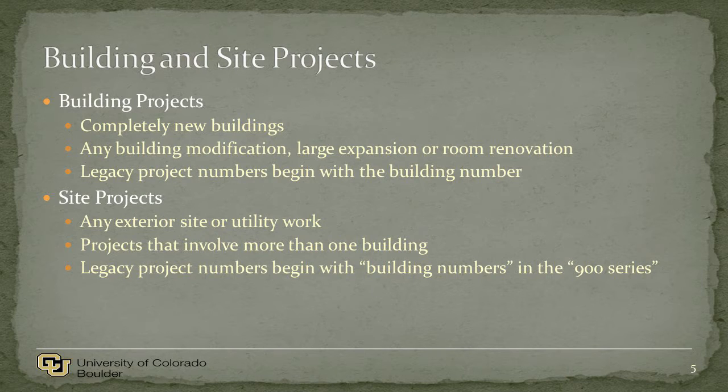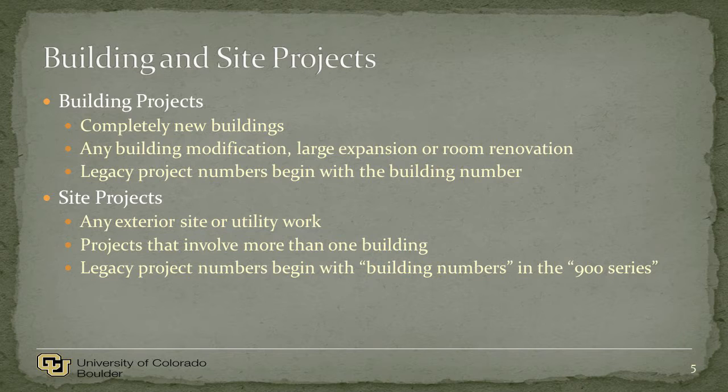One thing we still differentiate between is our building and site projects. Building projects include any completely new building. We call it a building project, even though it has site work along with it. If it's a building modification or large expansion, that falls in the building category. And all of our legacy project numbers begin with a building number. Site projects include anything exterior to the building, and utility work, of course.